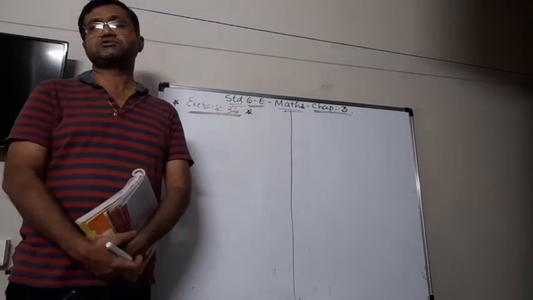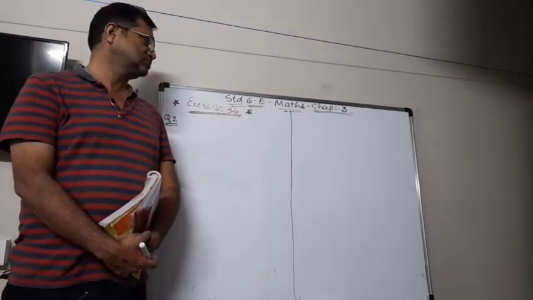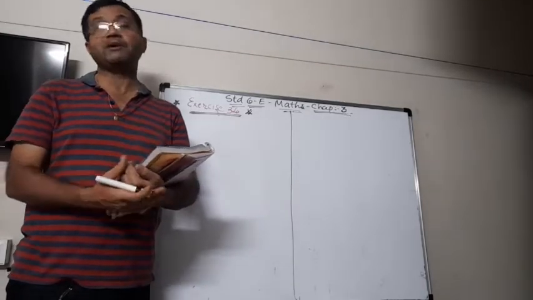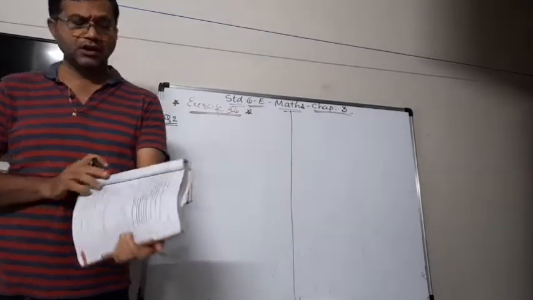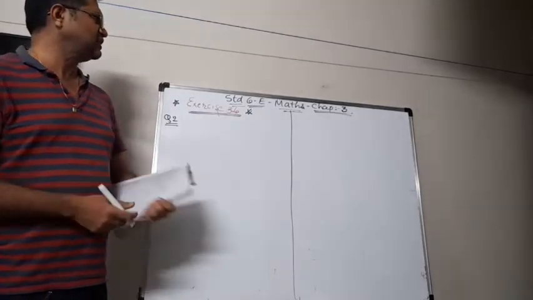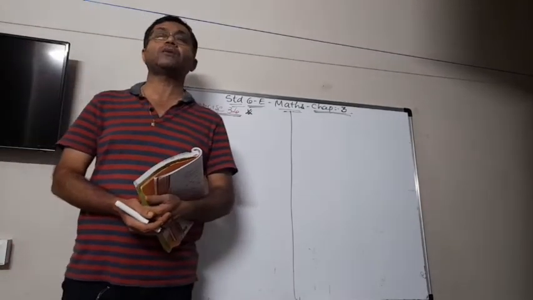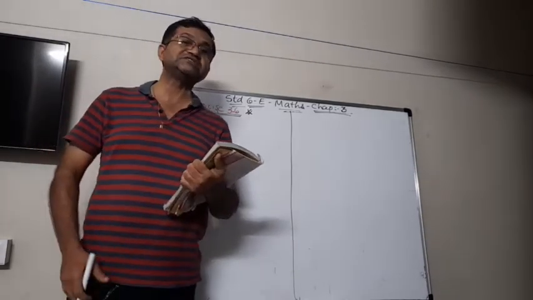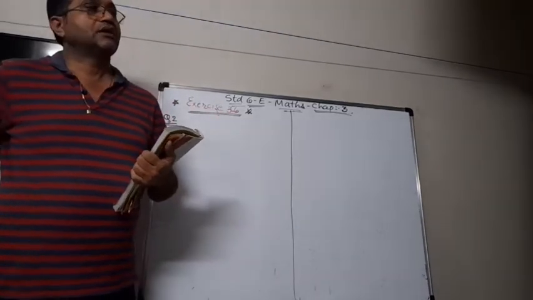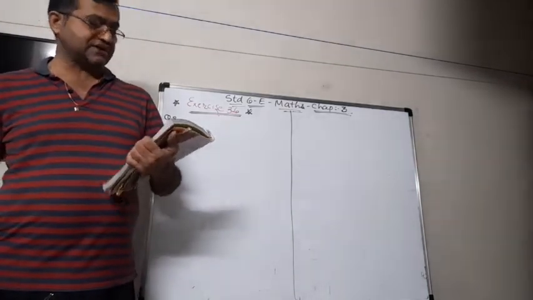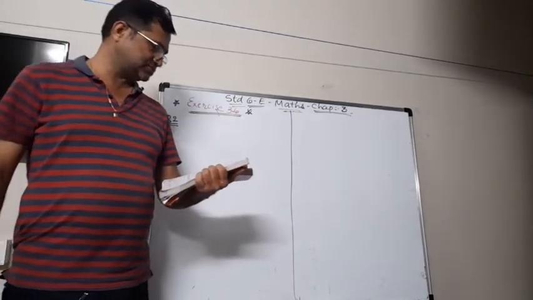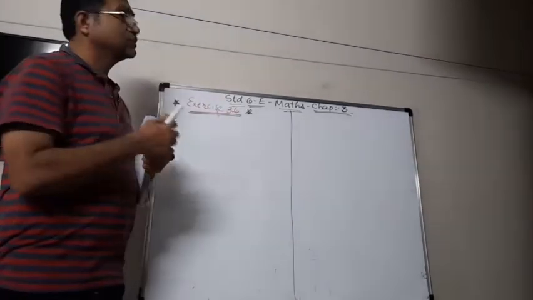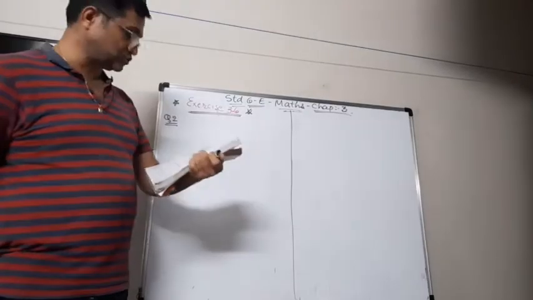Standard 6th, chapter number 3 in maths, playing with numbers. In the last session we learned about the highest common factor, HCF or GCD, and we started exercise 3.6, finished with question number 1. So today we are going to start question number 2.